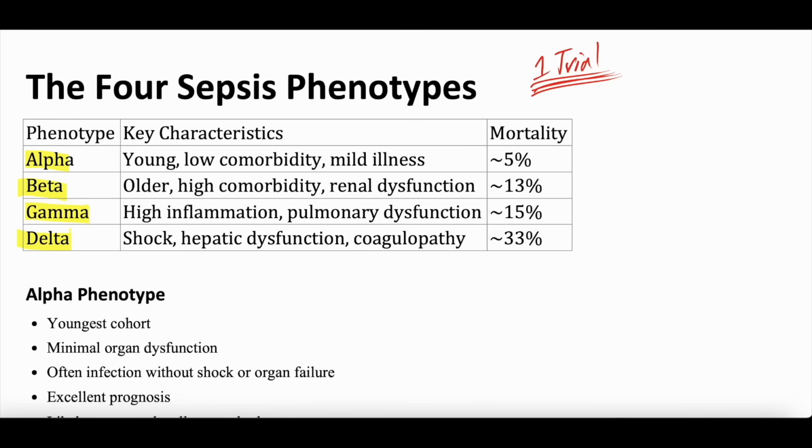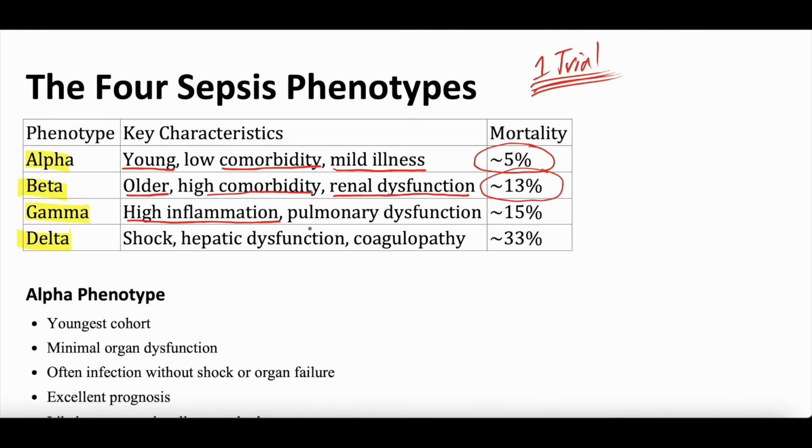So the alpha phenotype was often younger patients with less comorbid illness, so fewer patients with diabetes, hypertension, cancer, and heart disease, and usually their illness was mild. And what they found is that the alpha phenotype's mortality was 5%, the lowest of the 4. There was then a beta phenotype. These patients were often older, had more comorbidities, and often had renal injury from their sepsis. Their kidneys were injured. And the mortality in this group was about 13%, a little higher than alpha. Gamma had a higher degree of inflammation.